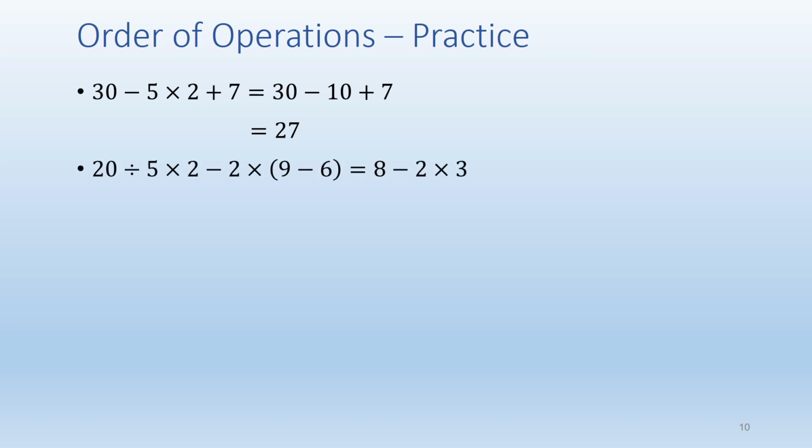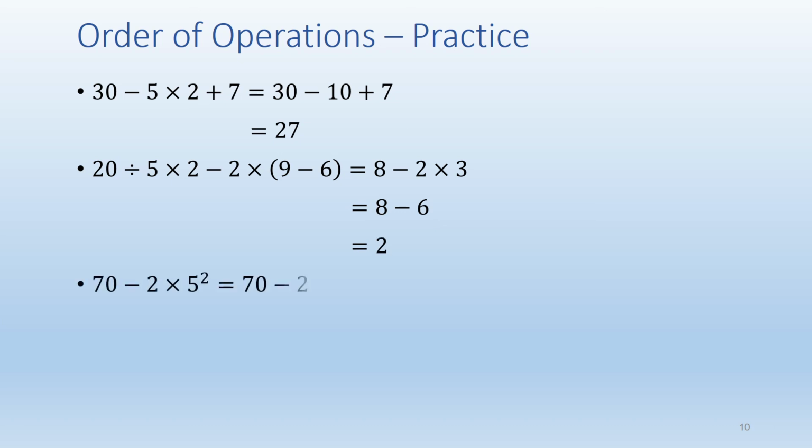With the next one, we would do the brackets first. That will give us 3, so that'll be a 2 times 3. Now, in the meantime, we could actually do this first part as well, again from left to right. So 20 divided by 5 is 4. 4 2s are 8. So then we have 8 minus 2 times 3. We would do the multiplication part of that next. So 2 times 3 is 6, and then the 8 take away 6 is 2.